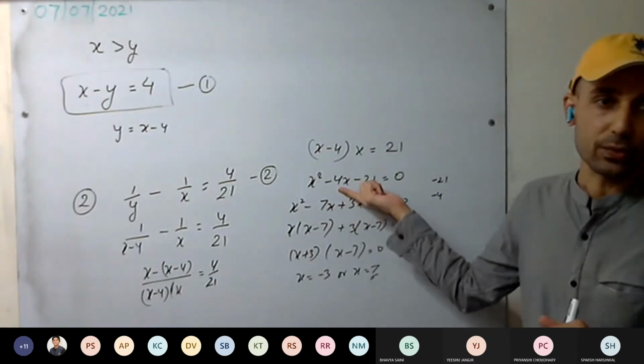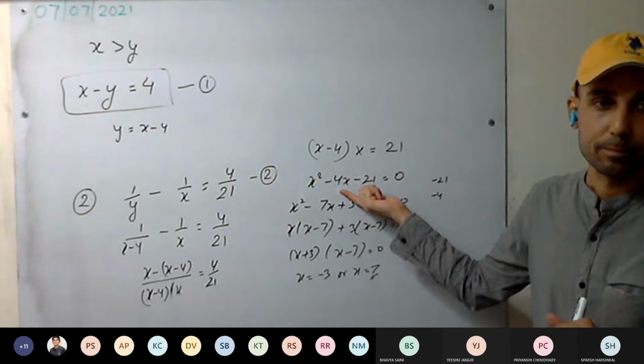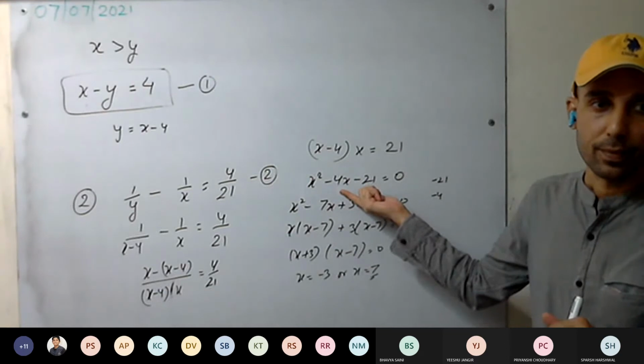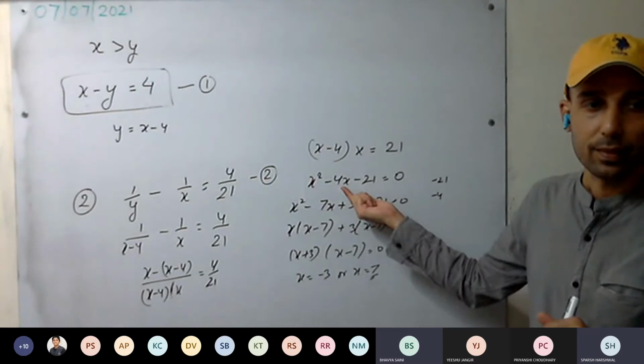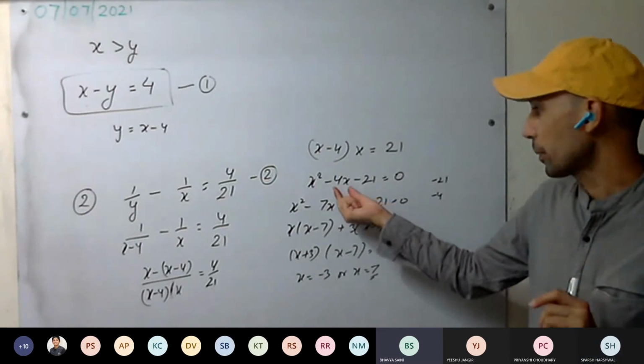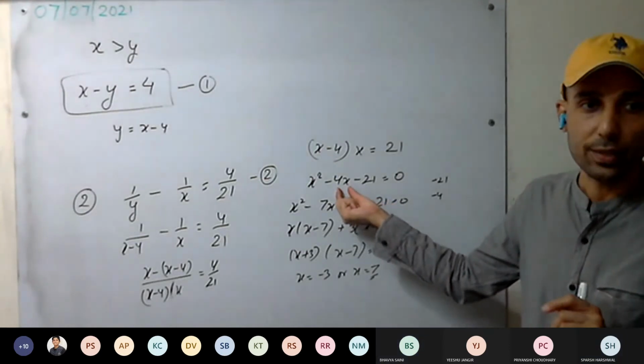Middle term split, do you remember how to solve? Yes, sir. Remember? Everyone know? Yes, sir. Okay, once I will explain middle term split as well because a few students are there.